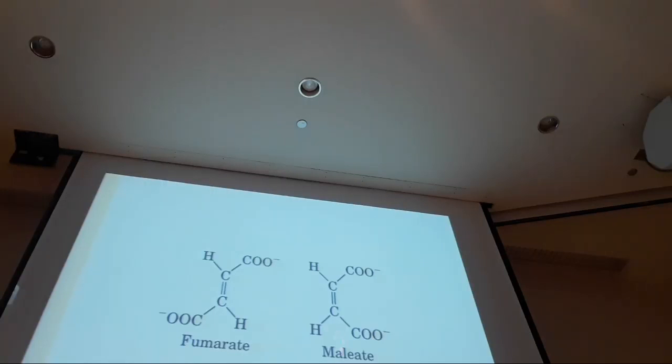I have to warn you about these metabolites starting with M. There are a couple that sound very similar. Here we're talking about maleic acid. A little later I will talk about malic acid, and there's something I mentioned already, malonic acid, so don't confuse these. This is maleic acid.